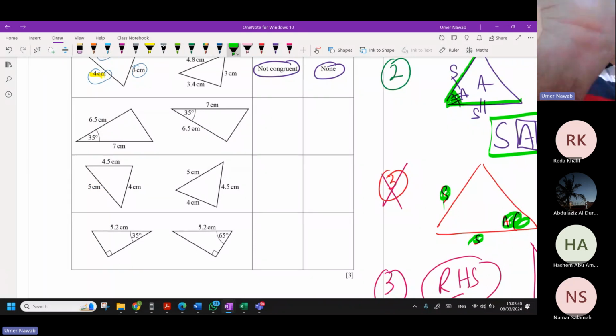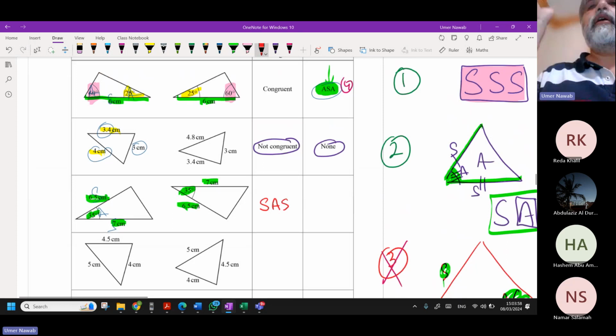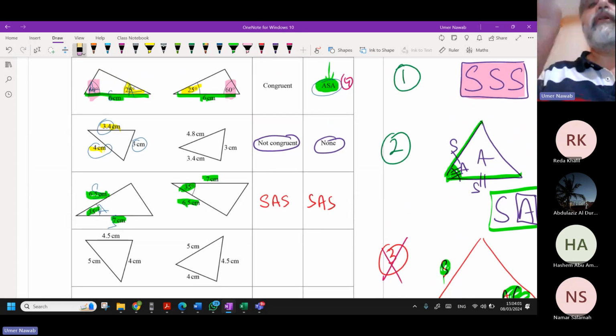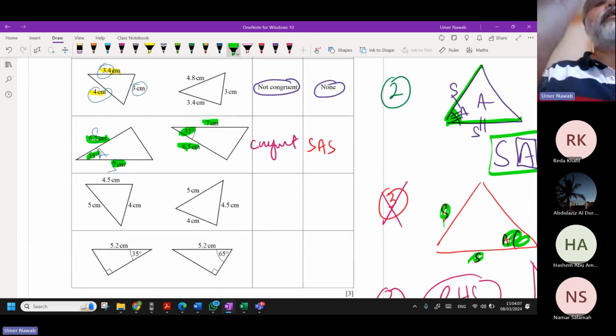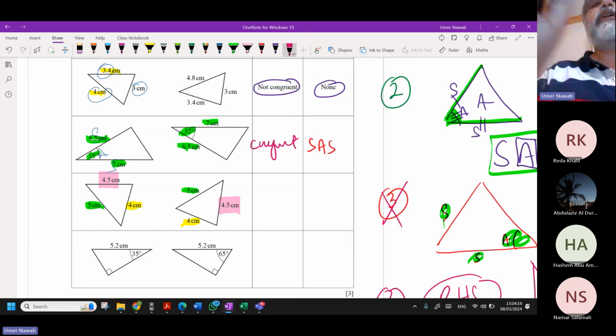So let's check, guys. 6.5, 7, and the included angle. Mr. Omar, side angle side. Because of the side angle side property, I write it here, side angle side, and this is congruent. Okay, now next, guys, it looks like the triple S property is going to be used by the examiner. 5, 5, then 4.4, 4.5, and then we have 4 and 4. So triple S property, yes, they are congruent with the triple S property.